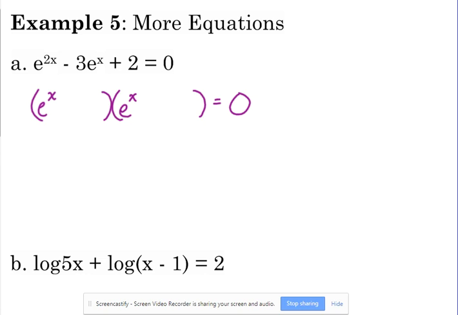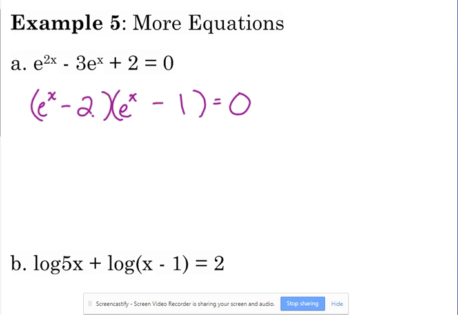Okay? What multiplies to give us 2 and adds to give us negative 3? Negative 2 and negative 1, all right? Let's check it. FOIL it back out. E to the x times e to the x, we just covered with e to the 2x. We've got a negative e to the x on the outside and a negative 2 e to the x on the inside. Those combine to give us that negative 3 e to the x in the middle.